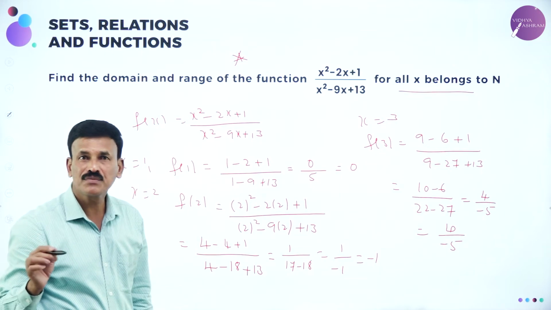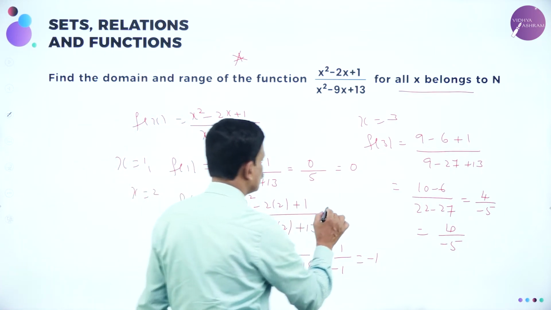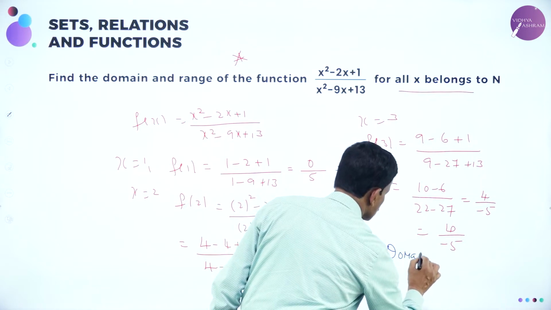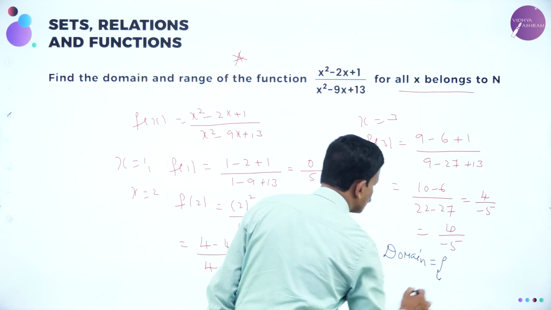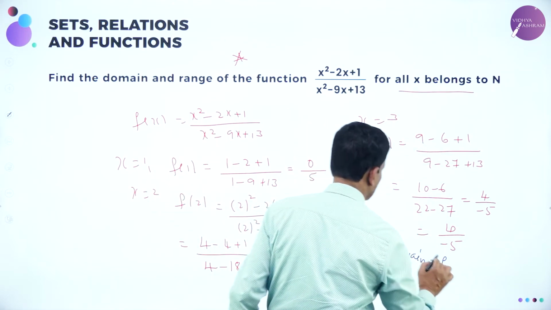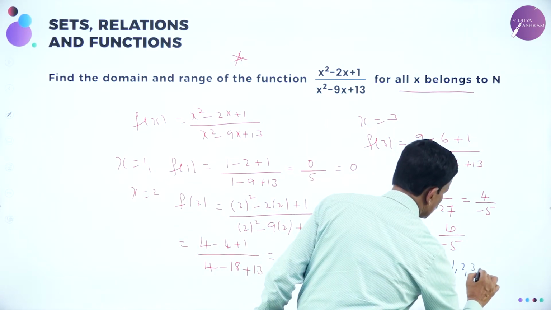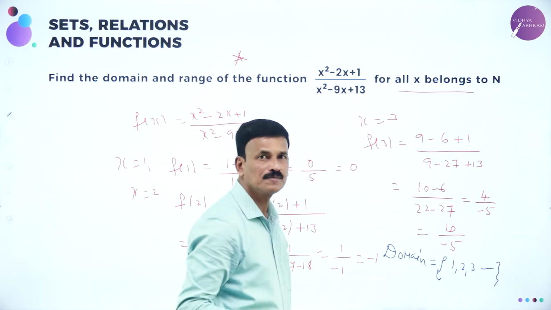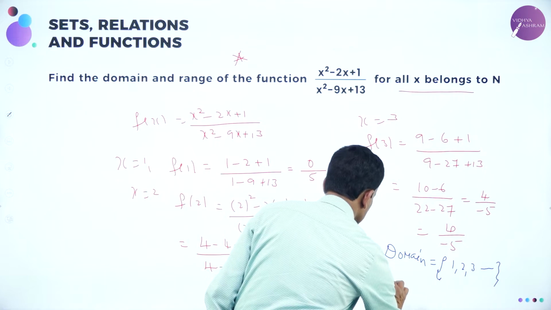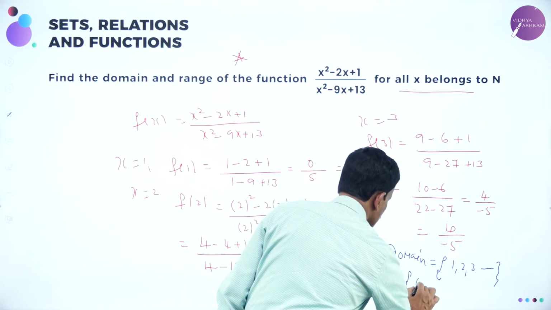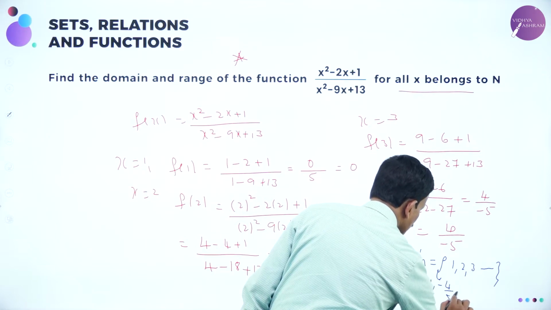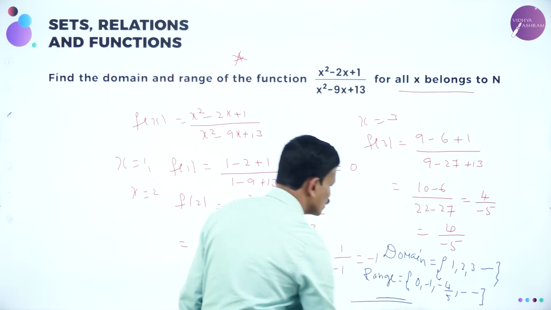Now, therefore, the domain of this function is 1, 2, 3, etc. Okay. And the range is equal to, what are the elements? 0, minus 1 and minus 4 by 5, etc. That's it. These are the domain and range.